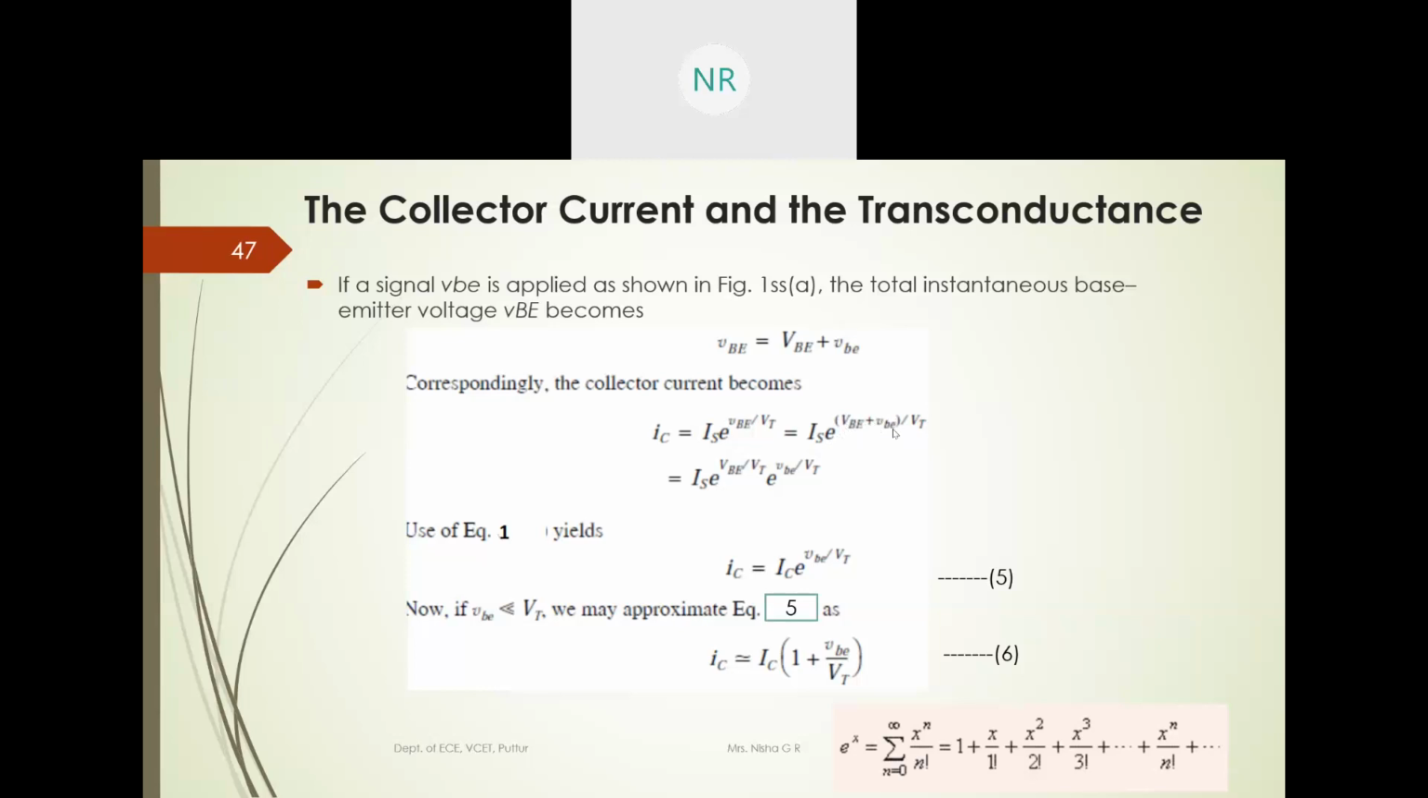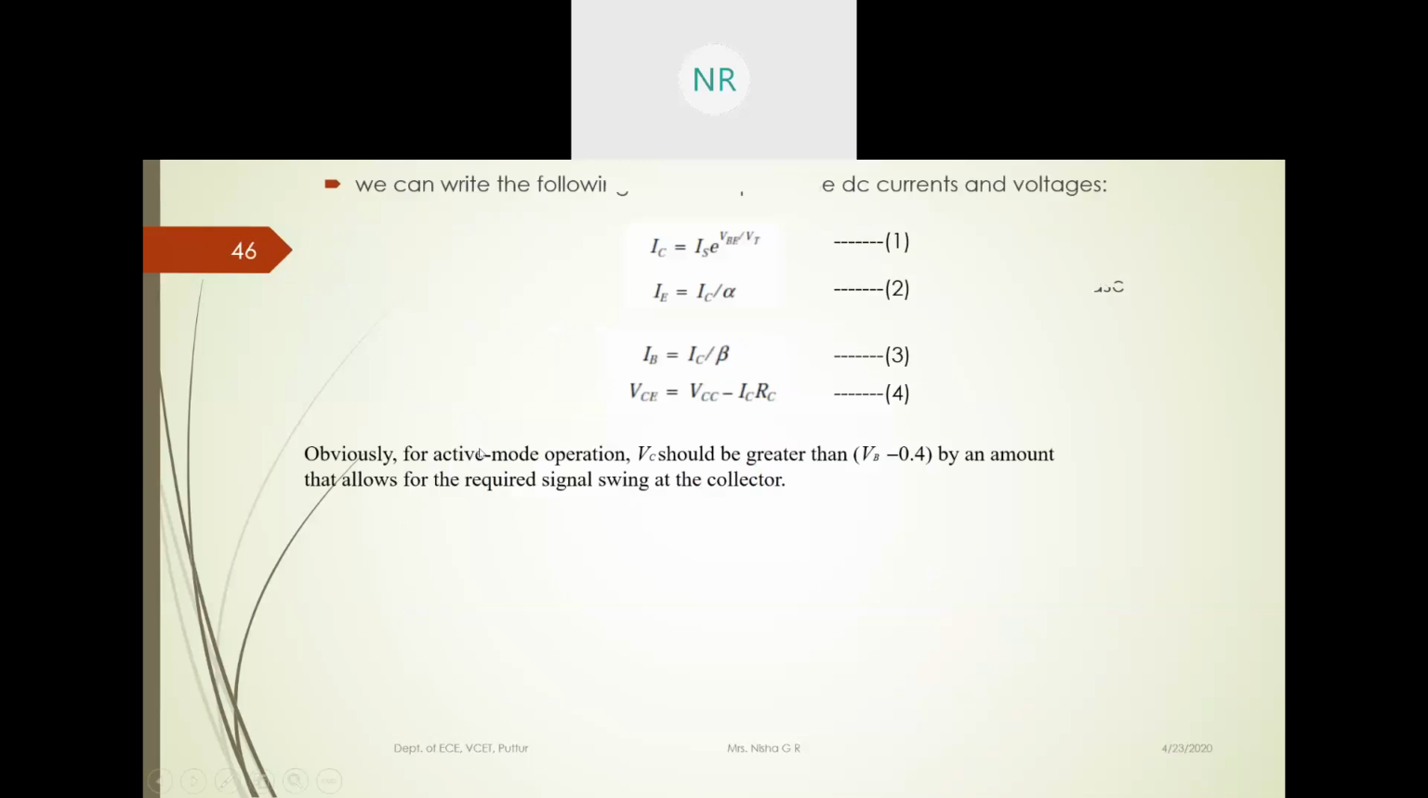They have applied e to the power x plus y, that is e to the power x into e to the power y, and like that they have written Is e to the power capital VBE by Vt into e to the power small vbe by Vt. So we are going to get two exponential terms over here. Next is the use of equation 1, the diode equation, Ic is equal to Is e to the power VBE by Vt.